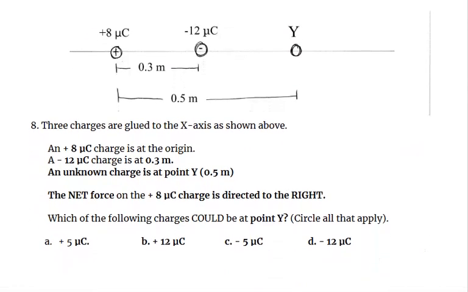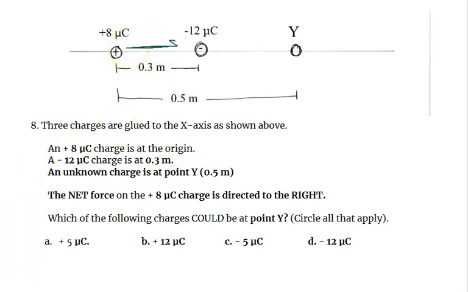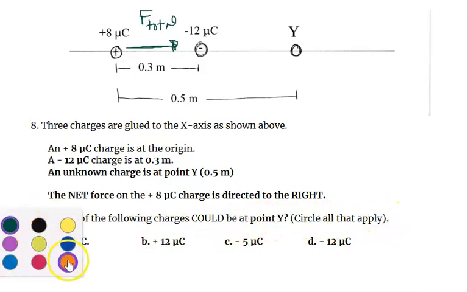All right, last question, I think. So 3 charges are glued down. The positive 8's at the origin, minus 12 is somewhere farther down the x-axis, and then some unknown charge at y. We know that the 8 feels a net force to the right. So the combination of the pushes and pulls from this guy and that guy is to the right. And then we want to see which of the following could be at point y. So this is kind of tricky.